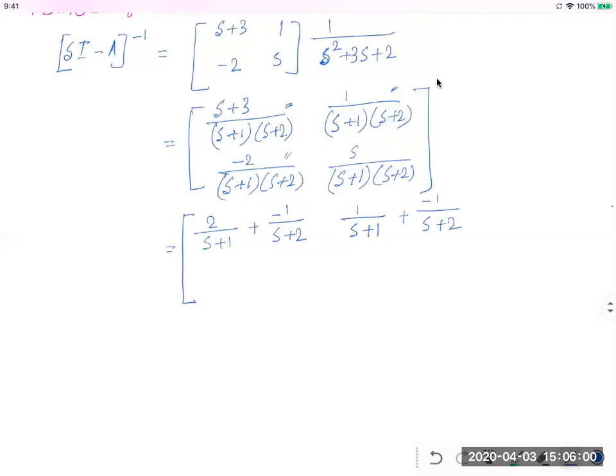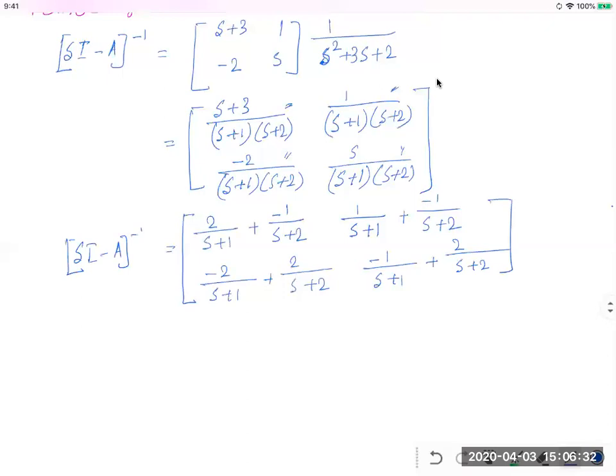First element of row 2: if we apply partial fraction, then minus 2 divided by (s plus 1) plus 2 by (s plus 2). Second element of row 2: if we apply partial fraction, then minus 1 by (s plus 1) plus 2 by (s plus 2). So this is (sI minus A) inverse, in another form.